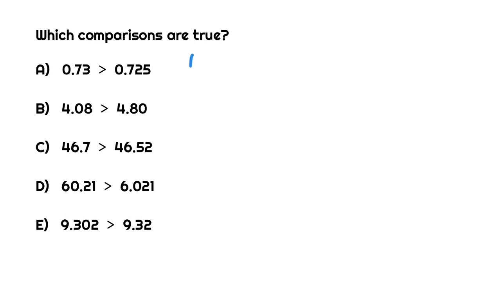So I'm going to start with answer choice A, and we've got 0.73 and 0.725. I'm going to add a little ghost 0 to make those the same. And then you can either compare in chunks, looking at the whole number section first. We've got 0 and 0. And then the decimal, 730, 725. Well, 730 is more. And so looks like A is true.